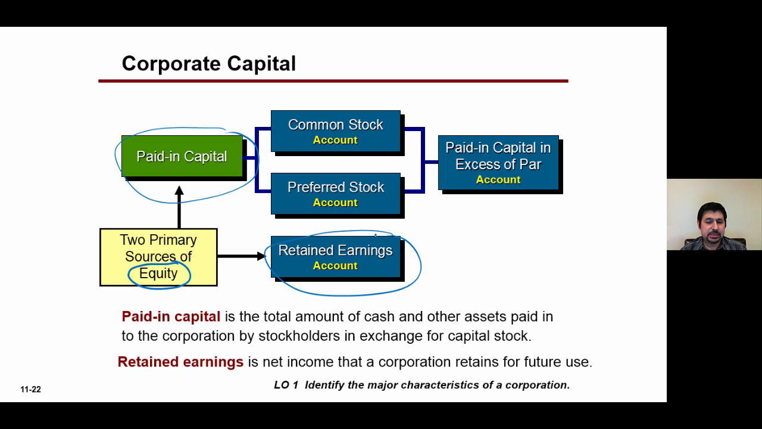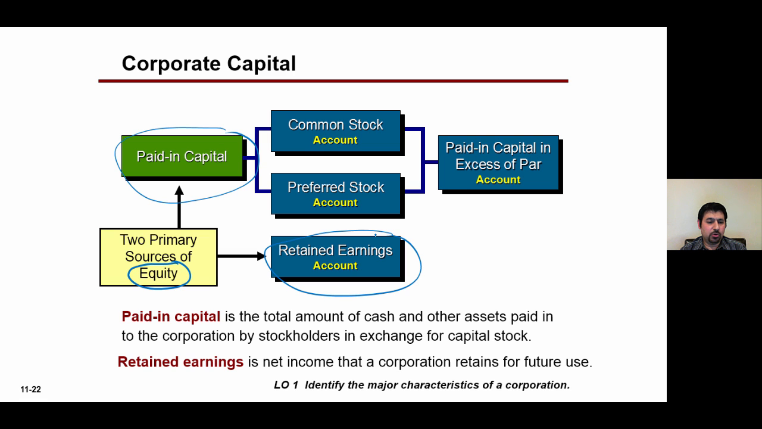On the other hand, retained earnings is the part of the company's net income that the company management decides to keep in the business for future use or future expansion. This comes from the company's operations. This is the part of the net income that the company keeps in the business, whereas paid-in capital is the money that investors and shareholders pay in return for capital stock.